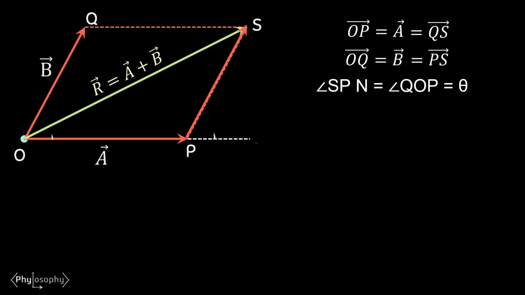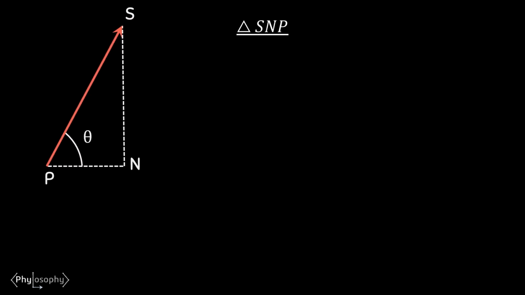Now let theta be the angle between the two vectors A and B. So theta can be represented by the angles SPN and QOP. And the resultant vector is represented by the diagonal OS. This resultant vector makes an angle beta with the vector A. Now draw a perpendicular SN on OP. Now let's concentrate on the triangle SNP.